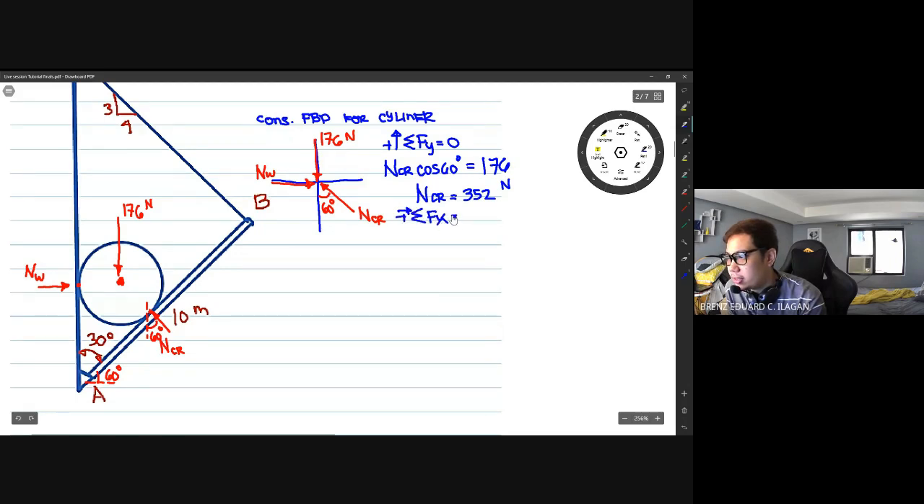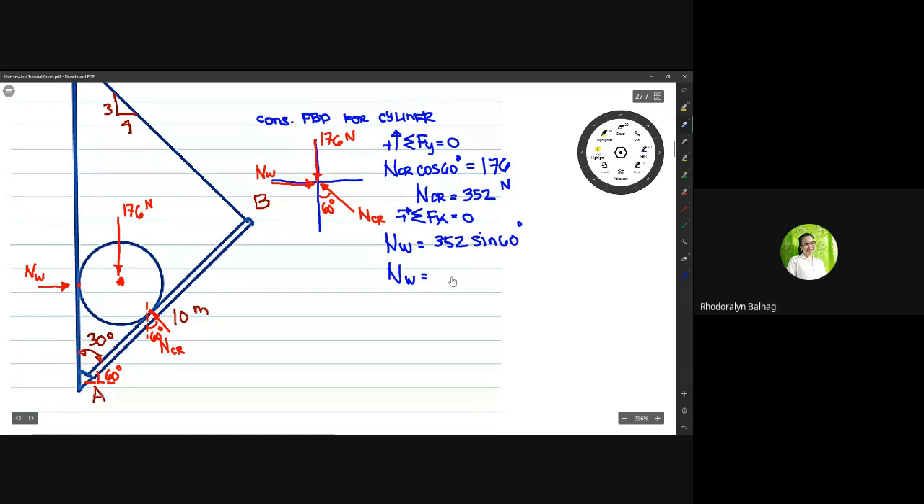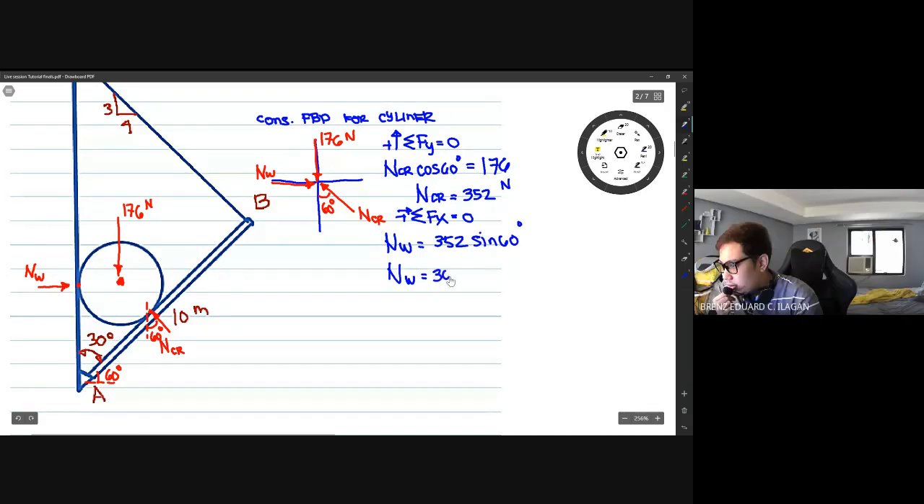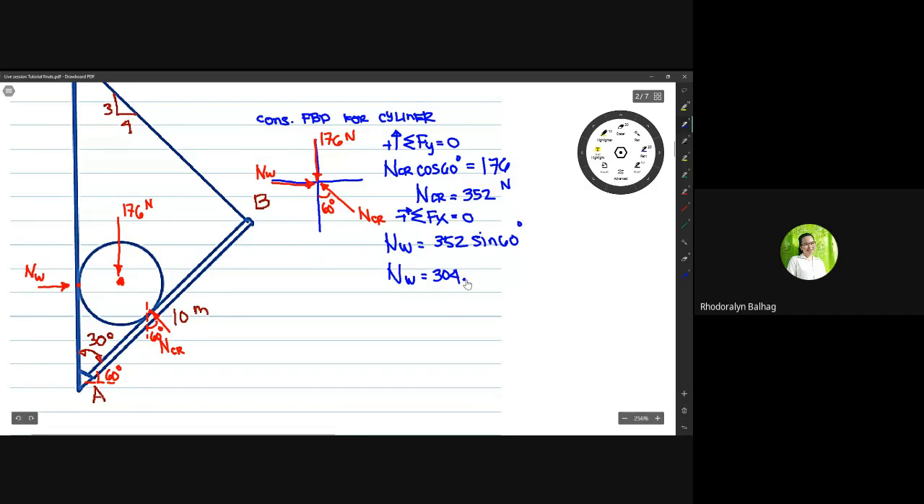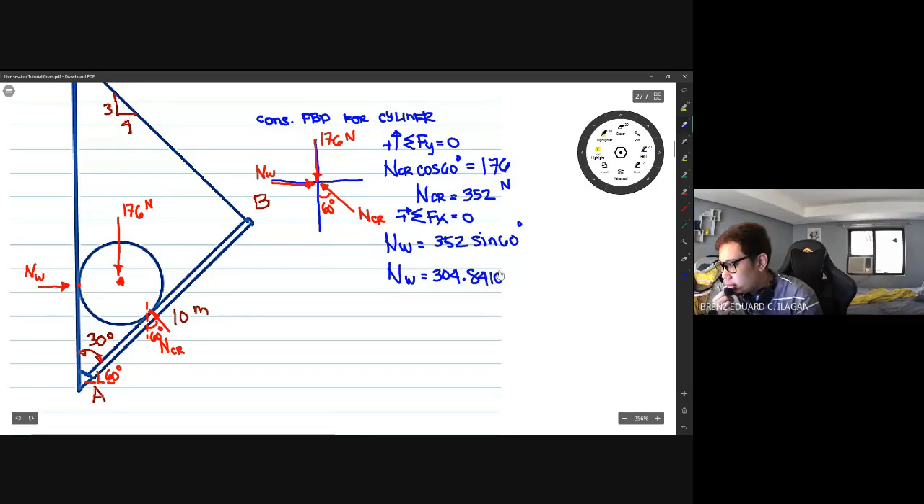Summation of forces X equals to 0, assuming to the right forces as positive. So NW is equals to yung NCR natin, which is 352. So para makuha yung X component, so magiging sine 60 siya. So what is the value of NW? 304.841. Alright. Ayan, so meron na tayong NCR and NW.